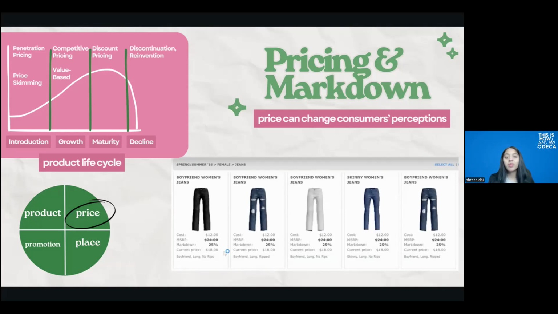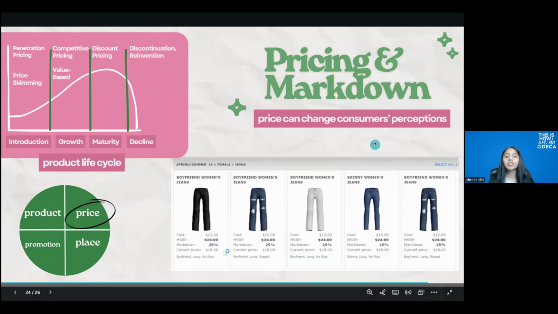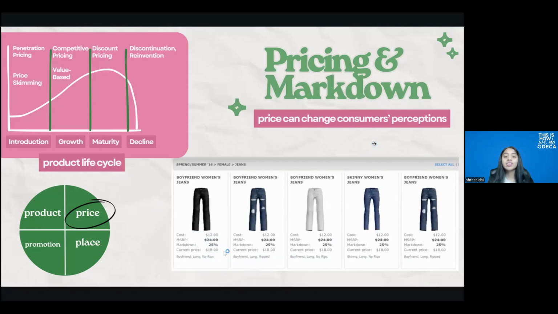The maturity stage of the product life cycle is really where you want to kind of expand your market share and really maximize that. And you can do that through discount pricing. And as you can see here, we've done lots of markdowns on our products in order to achieve that very goal of creating this illusion that our product is accessible to all people.